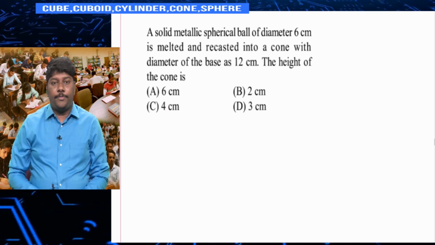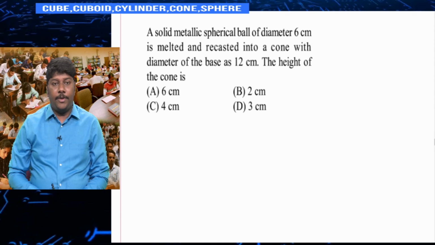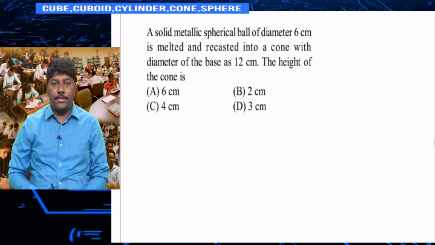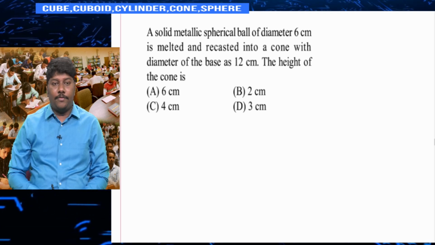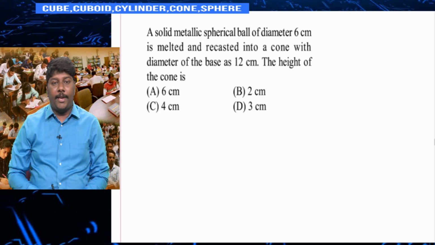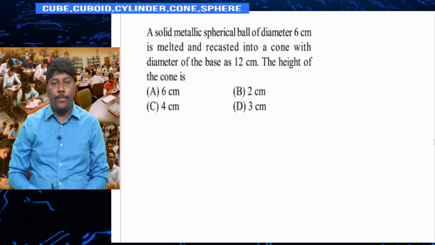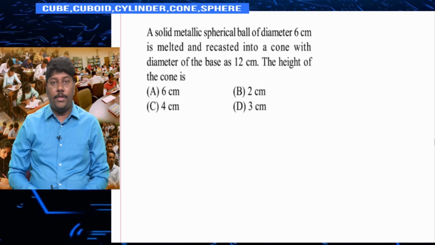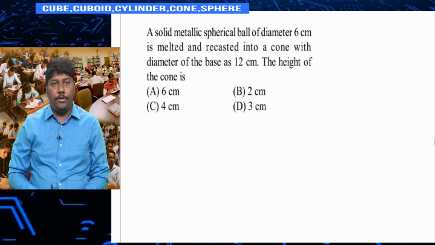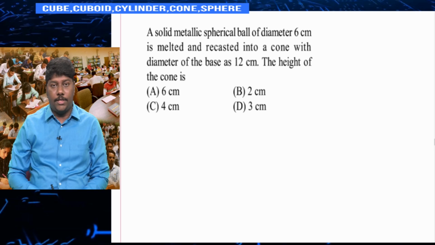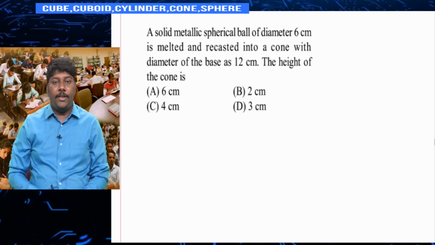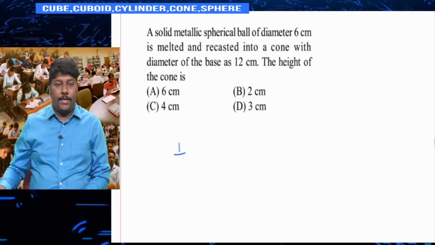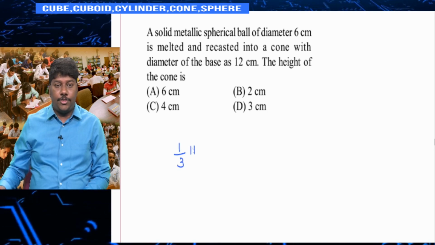Look at this question. A solid metallic spherical ball of diameter 6 cm is melted and recast into a cone with base diameter 12 cm. The height of the cone? Here we are melting a spherical ball and recasting it into a cone. So when you are melting one figure and forming another one, everything changes except the volume. So you have to equate the volume of the spherical ball to the volume of the cone. We need the height of the cone. So write down the volume of the cone first, 1/3 of pi r square h.